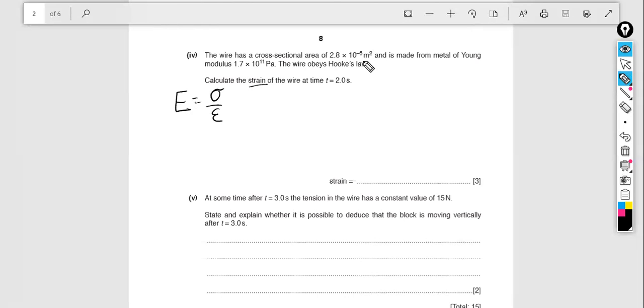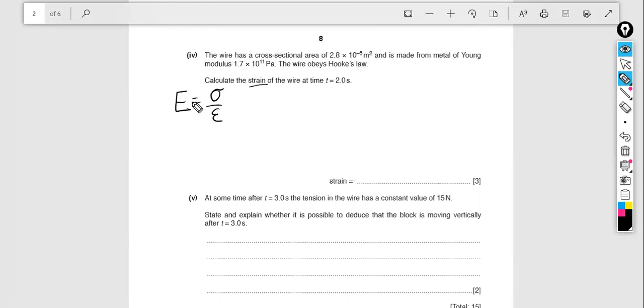They gave us a cross-sectional area in meters squared. What else could they have done? They could have given us the diameter of the wire. And then we would have to calculate the radius. We'd have to know pi r squared is the cross-section of a cylinder. And then we'd have to calculate this ourselves. So those are the sort of other types of ways that this information is presented.